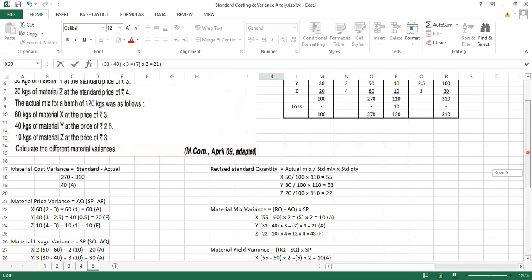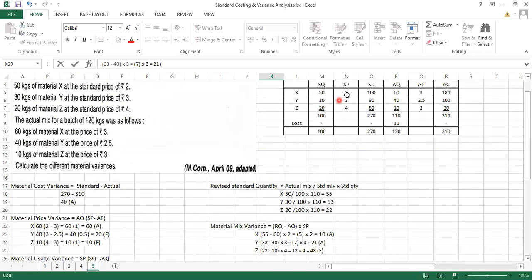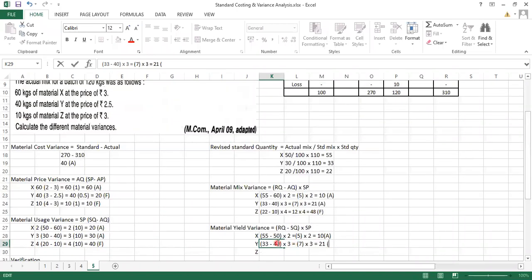Just one minute, yeah, I forgot it. We have to take the standard, that is 30, which will come over here. So 3 into 3, 9 adverse.